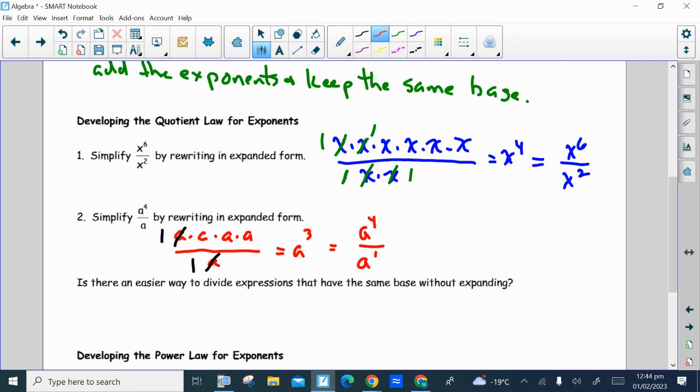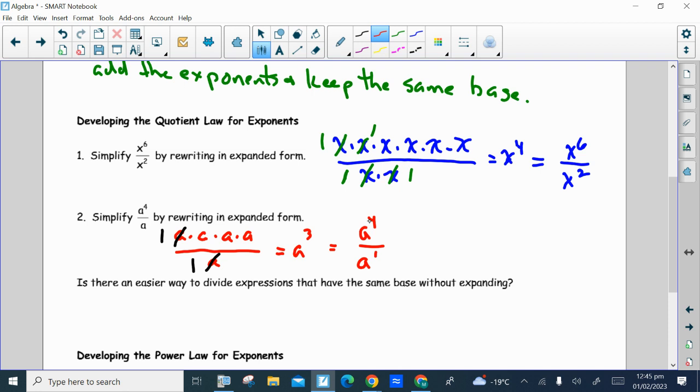And you might remember the simpler way of doing this when you're dividing powers with the same base, you subtract the exponents and keep the same base. For this x to the sixth divided by x squared, if you take away 2 from 6, you'll get 4, keep the same base, x to the fourth.